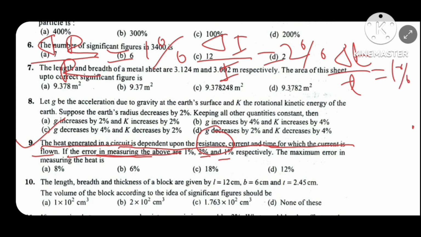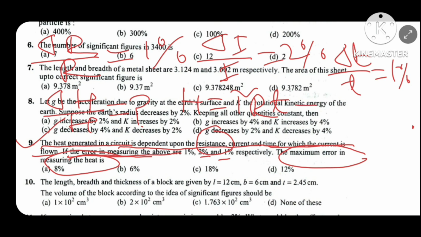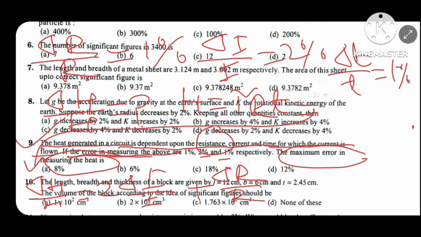Now we have to calculate the maximum error in measurement of heat. That is, we have to calculate delta H by H. Okay. Now we know H equals I square RT. Now from this condition we can write delta H by H equals 2 into delta I by I plus delta R by R plus delta T by T.